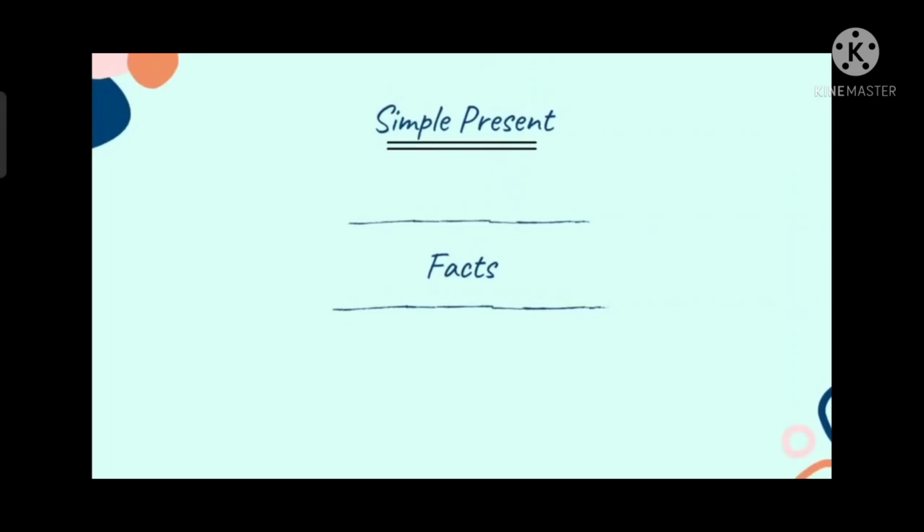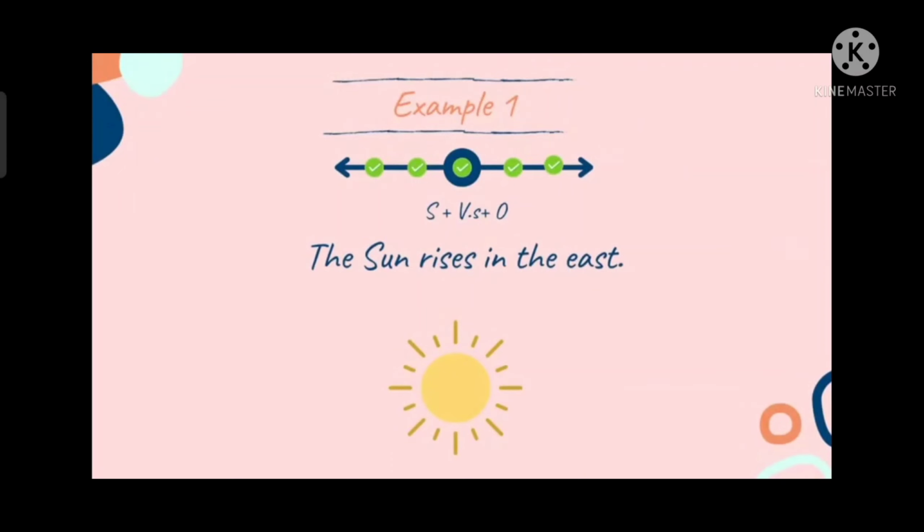Simple present tense is also used when we are stating a fact or truth. Let's look into examples to understand it. The sun rises in the east. The sun rises in which direction? It is in the east. It is a universal fact. So we have used simple present tense.